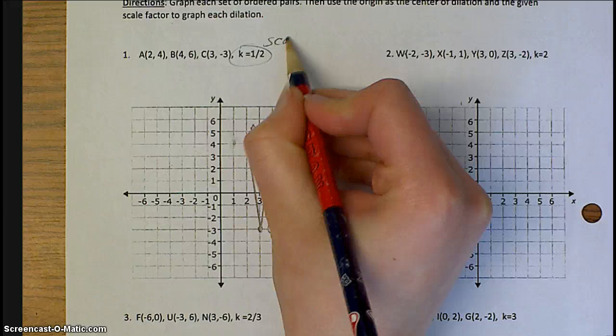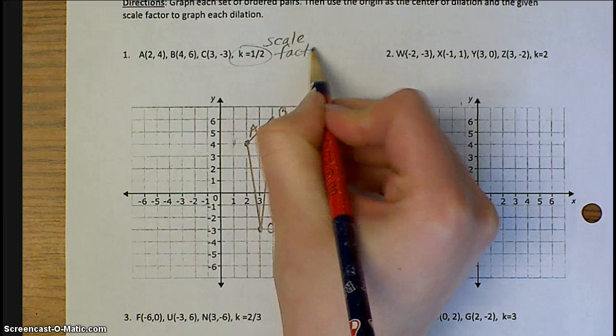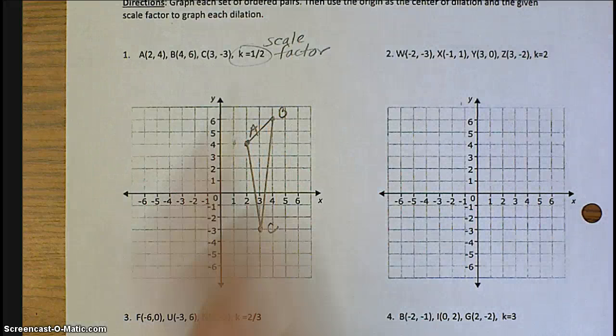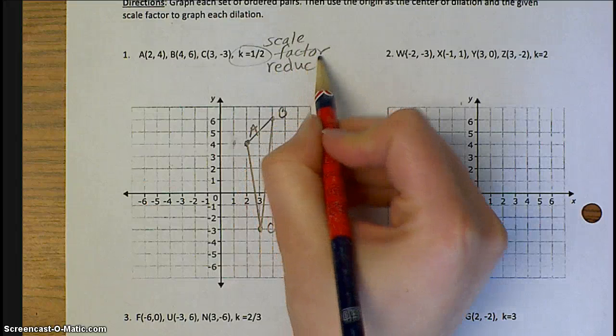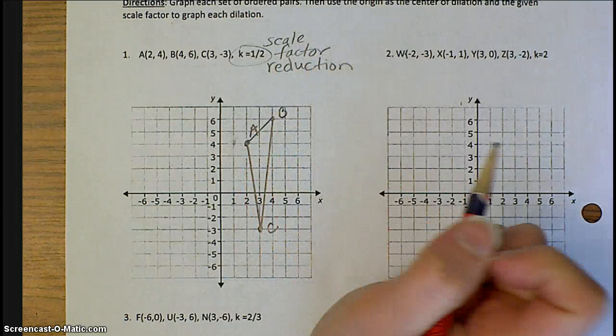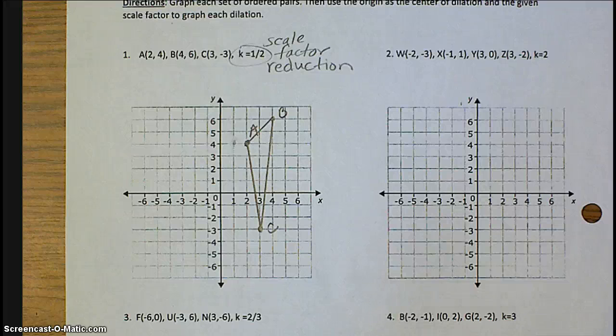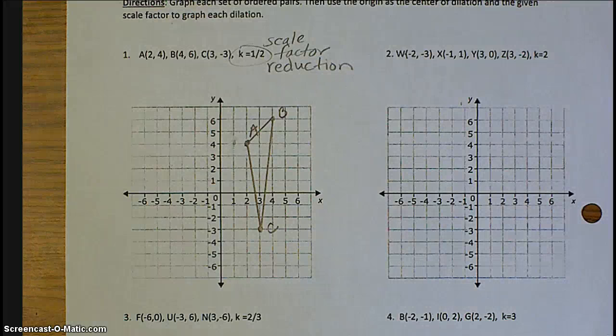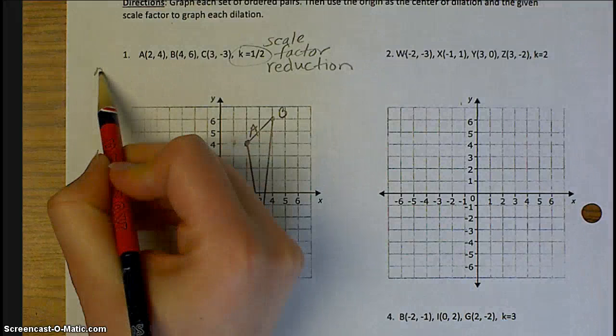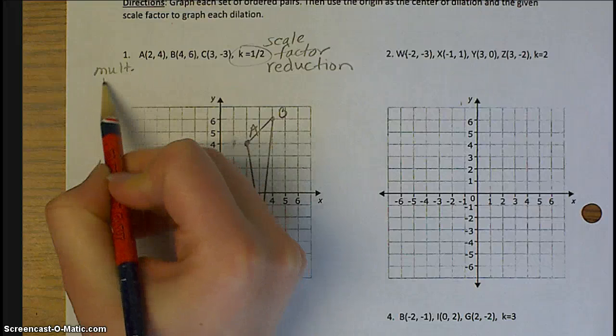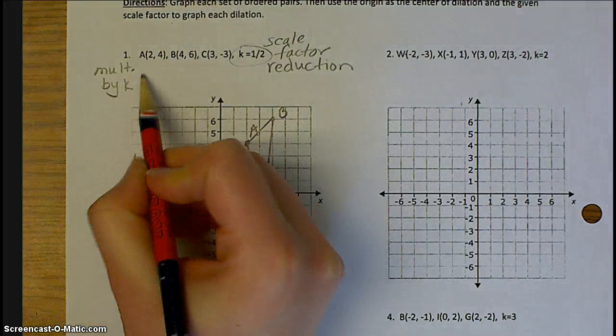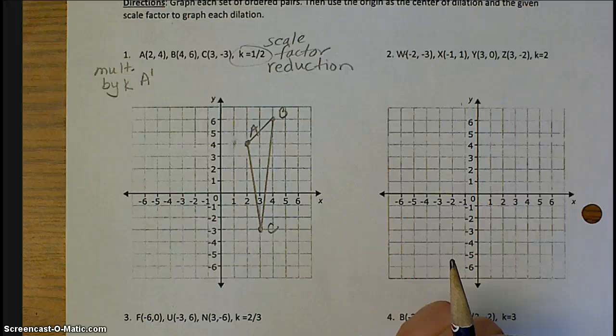Okay. Graph your 3 points for example 1, and then it also tells us that K is 1/2. Remember that this is our scale factor, and since it's between 0 and 1, we know that this is going to be a reduction. It's going to get smaller. Okay? Just like you did on that activity, you're going to take each of these coordinates and multiply by the scale factor. So that will give us our image points.